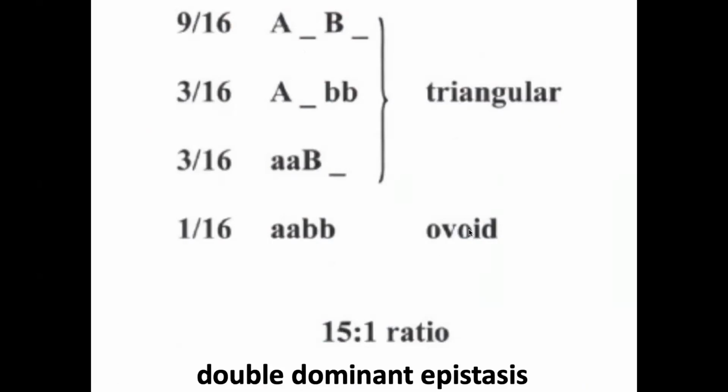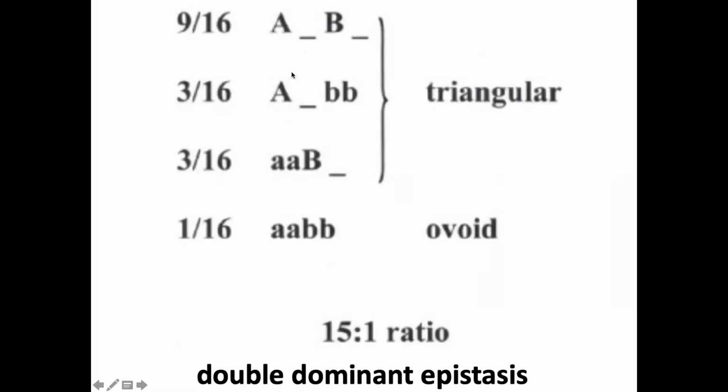So what type of epistatic interaction gives rise to this 15 to 1 ratio? It's what we call double dominant. So all that you need is a dominant allele at A or B to produce the phenotype of triangular shaped seed pod. So again, it's dominant epistasis, but both the A and the B gene are acting epistatically on each other.